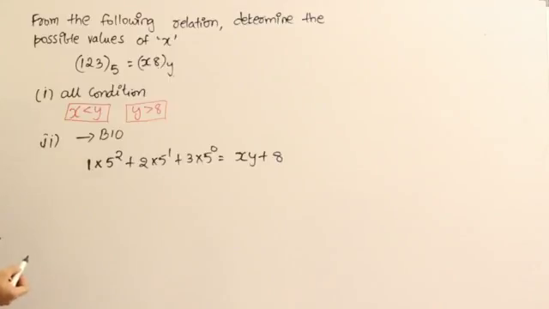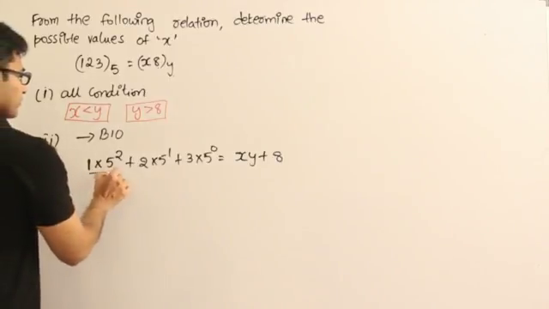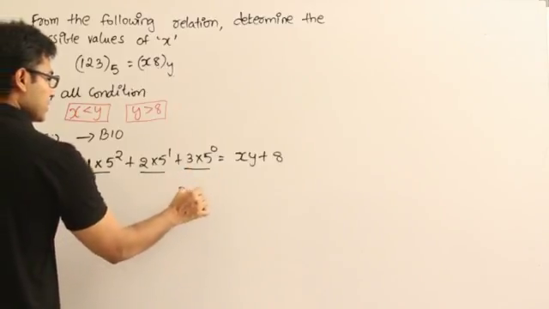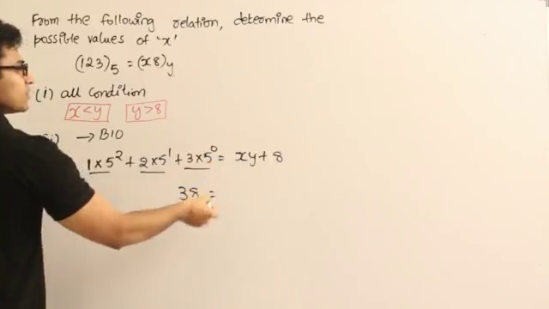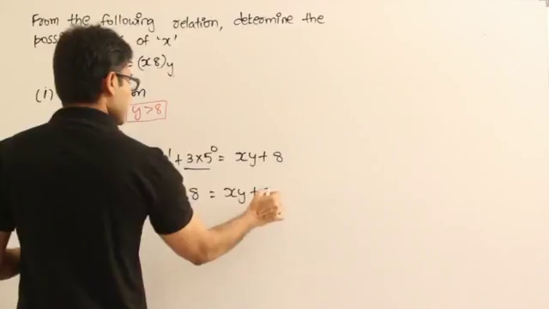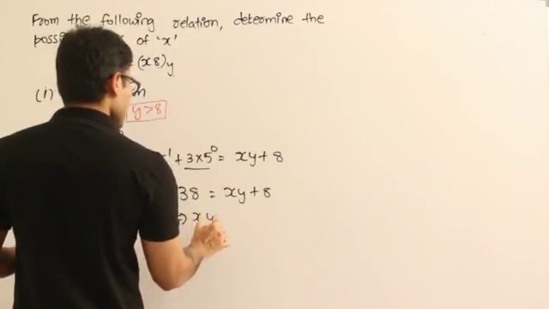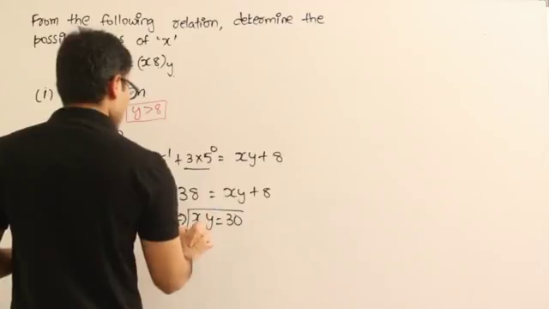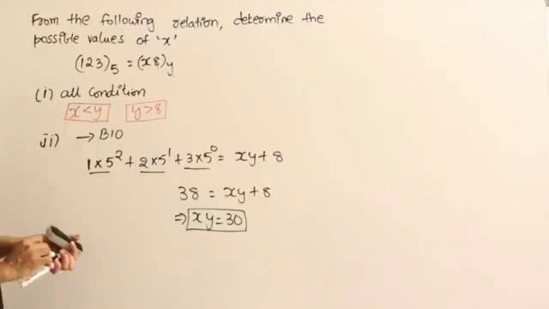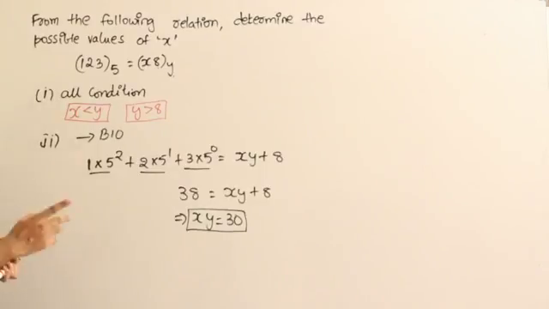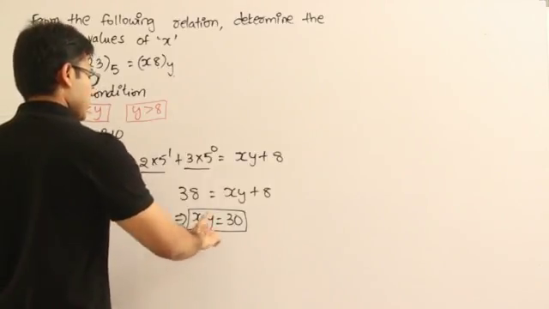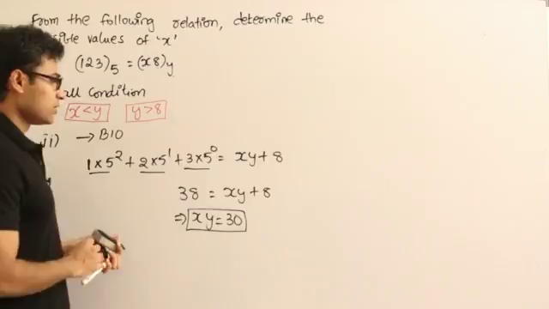Got it? Now let's solve it. 25 plus 10, 35 plus 3, 38. So this is 38, equal to xy plus 8. Both are in base 10, so I am not writing base 10 explicitly. What does it mean? X into y has to be 30. Now what are the possible positive values? Generally we take x and y to be positive unless they specifically mention otherwise. So what are the positive combinations of x and y such that x multiplied by y gives 30?